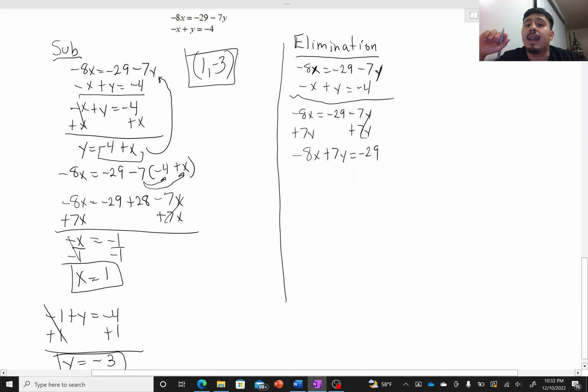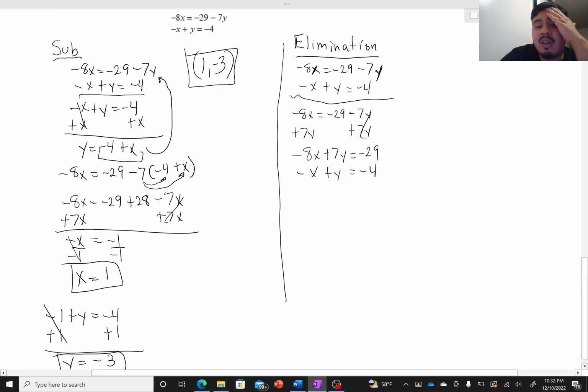All right, next up, I'm going to rewrite this second equation here on the bottom. That way, I can just continue my problem. So I'm going to do negative x plus y is equal to negative 4. Now everything is aligned. The x's are in line with the x's, the y's are in line with the y's, and now the negative 29 and the negative 4 are aligned.